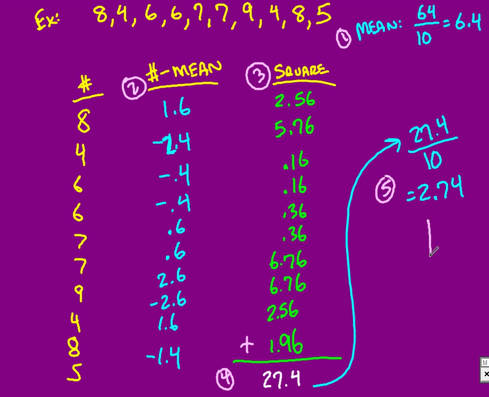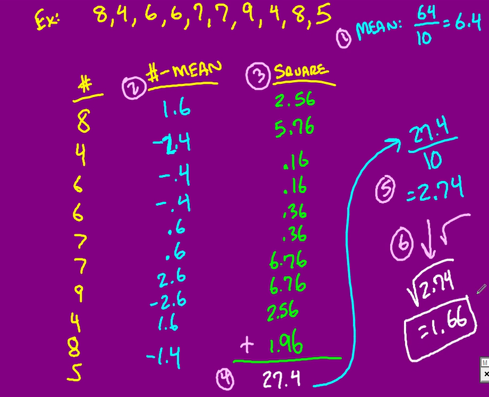And your final step is just to take the square root of that number. So I'm going to take the square root of 2.74 and get my final answer, which is about 1.66. That is your standard deviation. That means that on average you're deviating from the mean by about 1.6 for each one of those numbers.